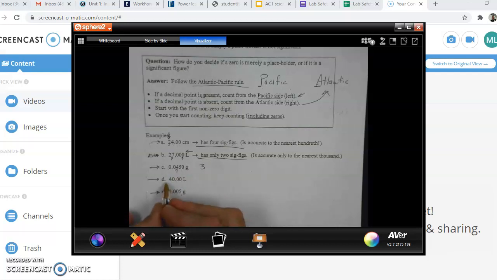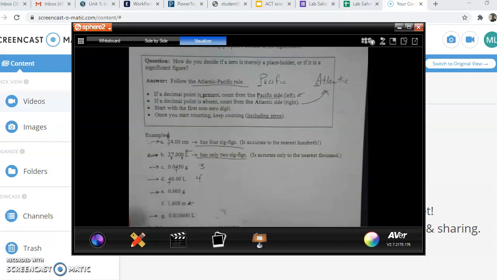Okay, on the next one. Is the decimal present? Yes, we already made our arrow out here. So we're going to count from this direction. Oh, look at there. First non-zero digit. 1, 2, 3, 4. That one has 4 sig figs.